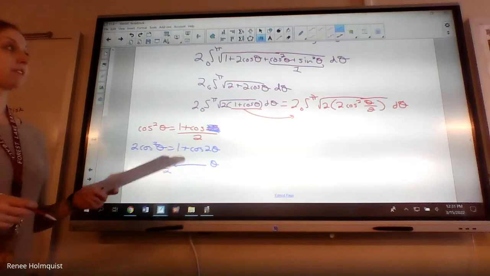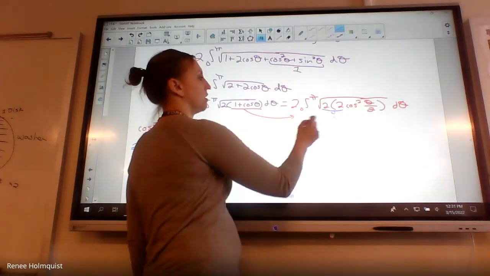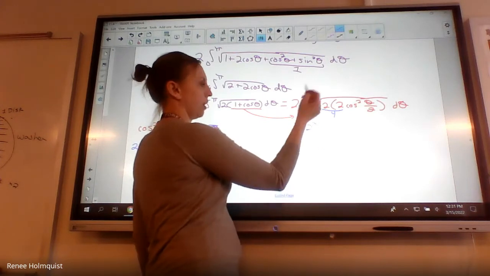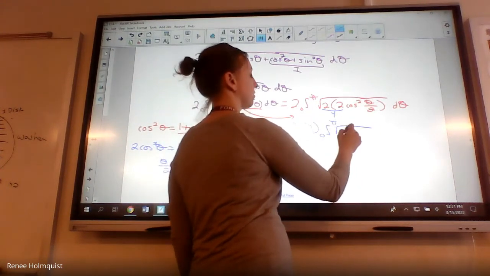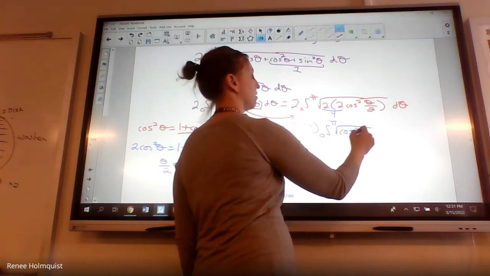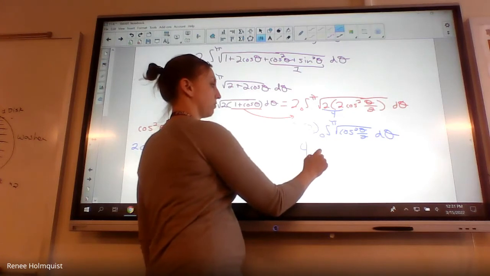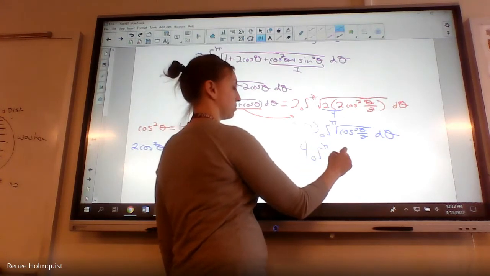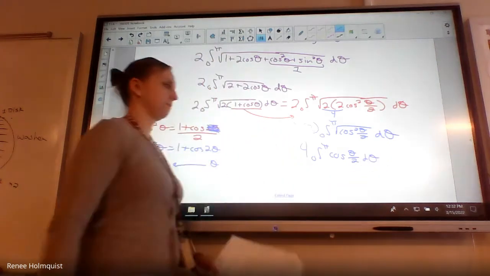So now I have the square root of 4, like 2 times 2 is 4, right? These two are just 4. So now I can square root it, it's 2 now. I'm just showing a couple extra steps here. So this is 4, and this would just be cosine of theta over 2, d theta.